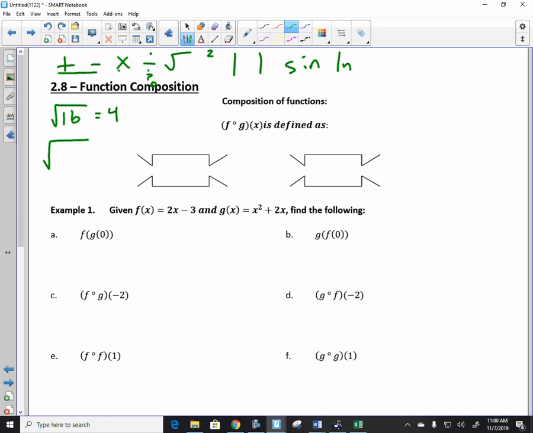So when you see this symbol, it means composition. I'm going to now tell you what that symbol means and what you do with it. f composed with g of x is defined as f of g of x.